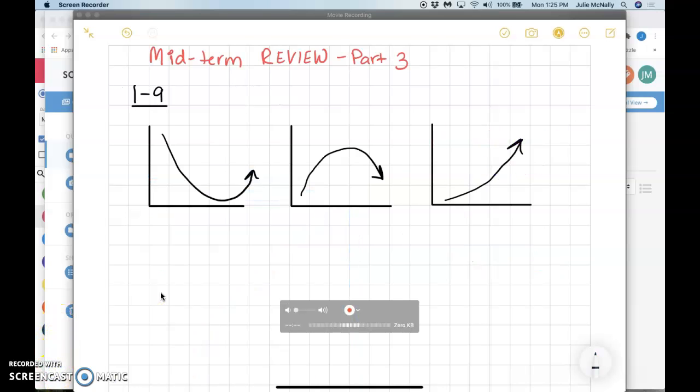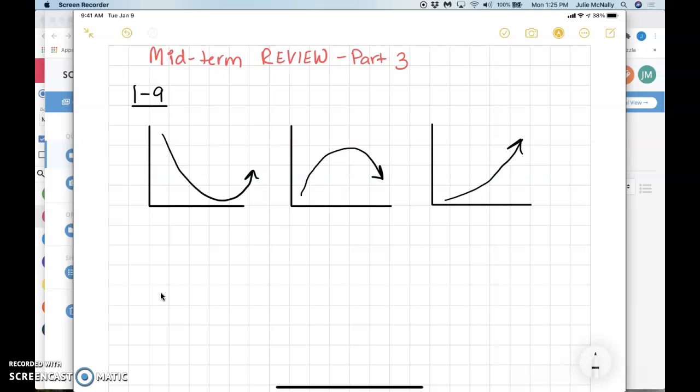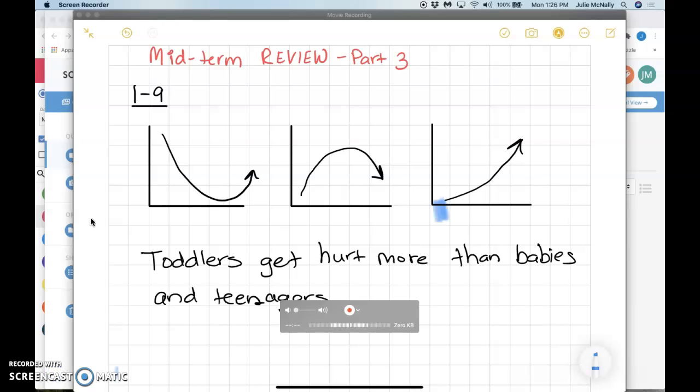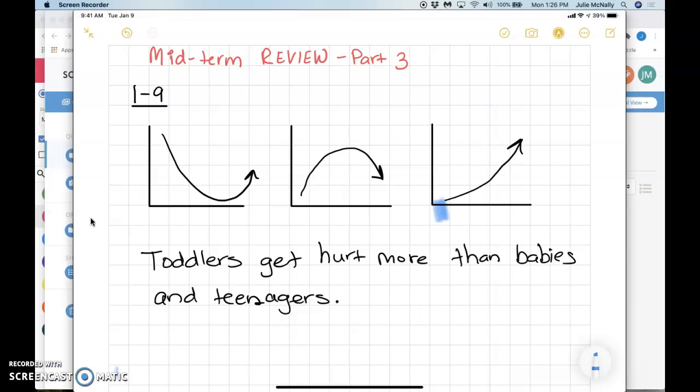In this section, you get some choices of graphs, and you're going to look at the graph, and the question might be, for example, toddlers get hurt more than babies and teenagers. We talked about how toddlers get hurt more than babies and teenagers because they're just learning to walk and they do crazy, dangerous stuff sometimes. Babies pretty much just lay there, so they don't have a high chance of getting hurt.